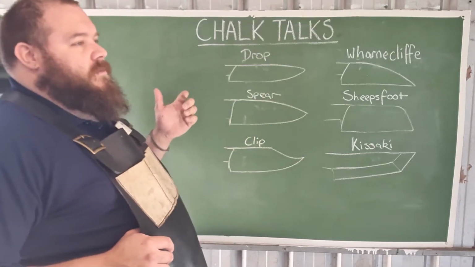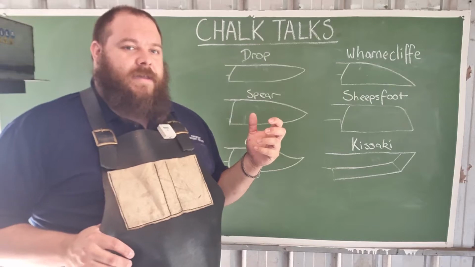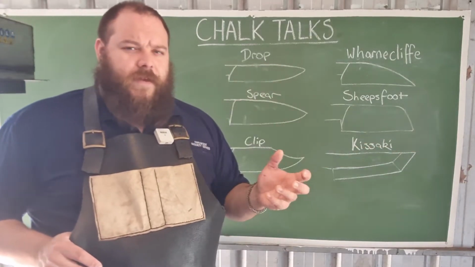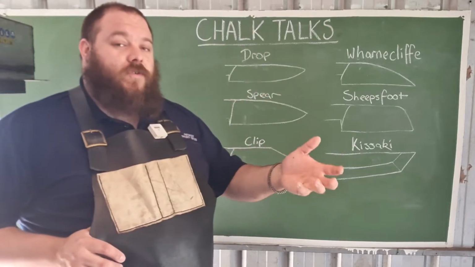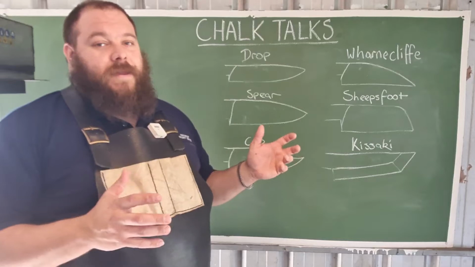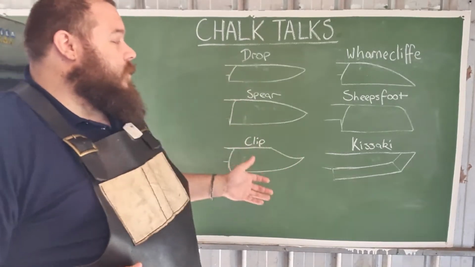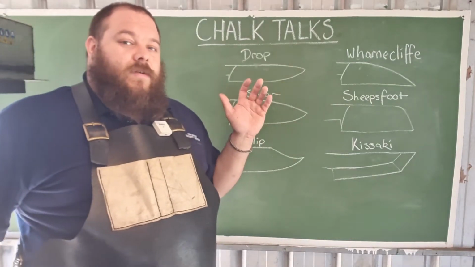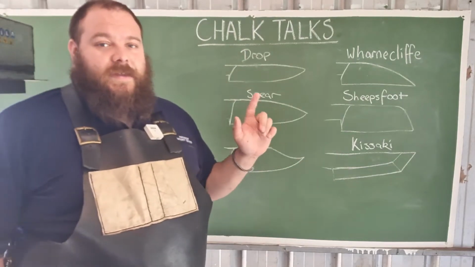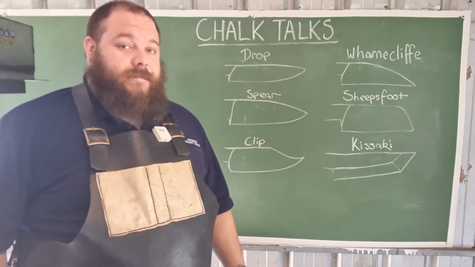So basically, don't make a hunter that has a sheep's foot profile because a sheep's foot profile isn't conducive to the use of hunting. You can use it, but it's not going to be as good as, say, a spear point, drop point, or clip point. And so let's dive a little bit deeper into each one of these shapes and discuss their advantages and disadvantages.